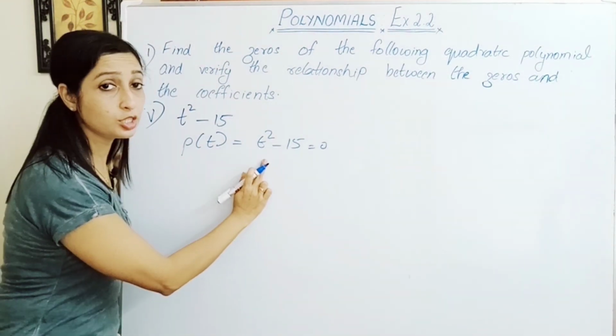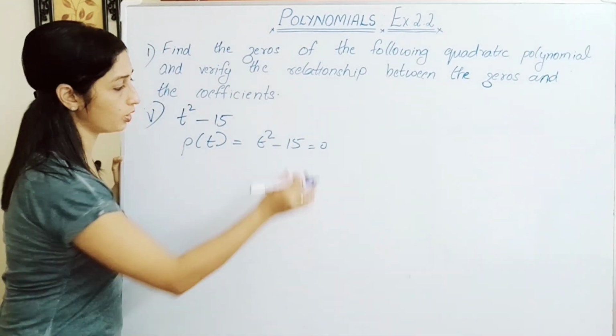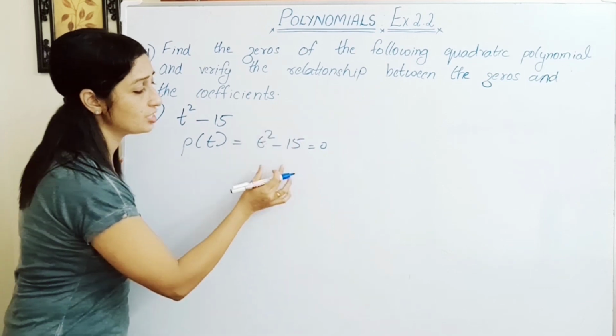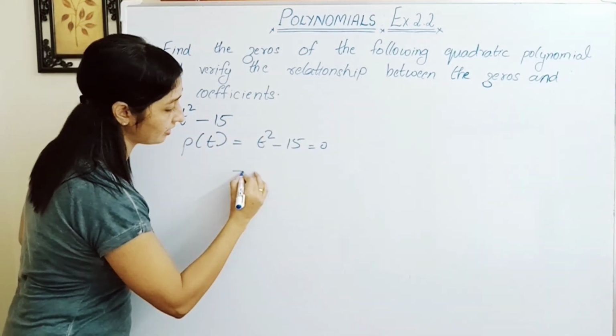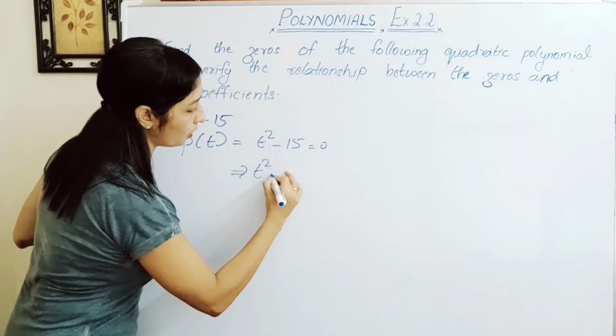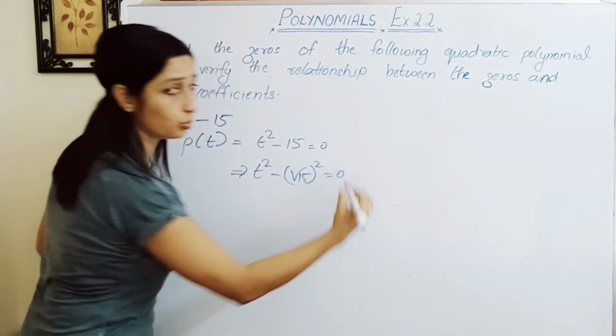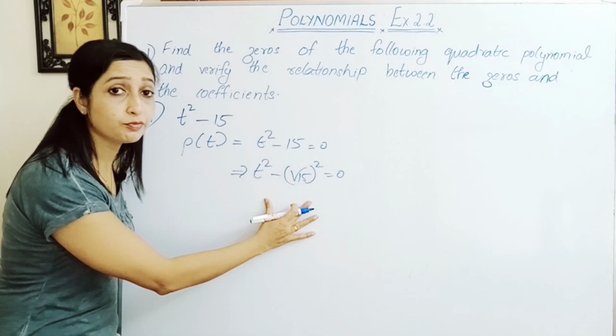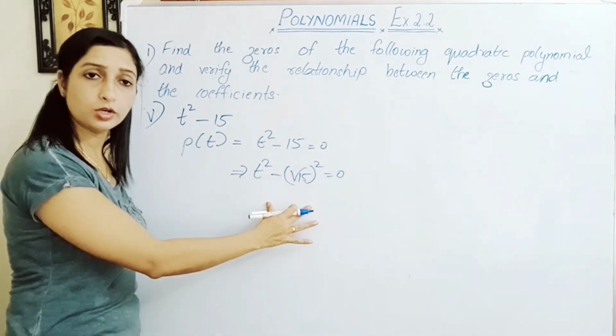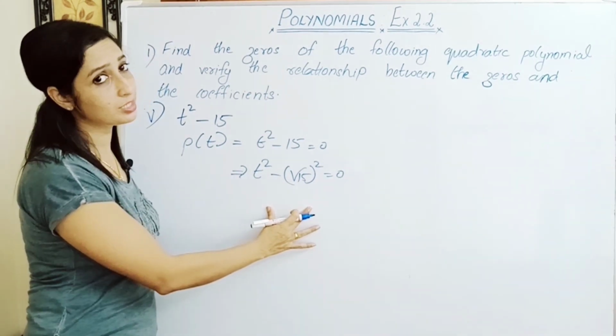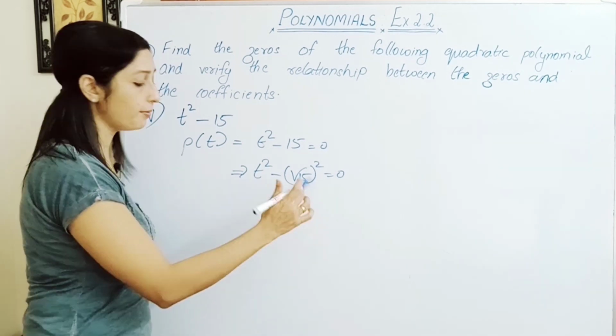So here we get t square minus 15 equals 0. Now how can I write this t square minus 15 as? I can write it as t square minus root 15 the whole square equals 0. Now this is of the form a square minus b square. What is the identity? a square minus b square is equal to (a plus b) into (a minus b).